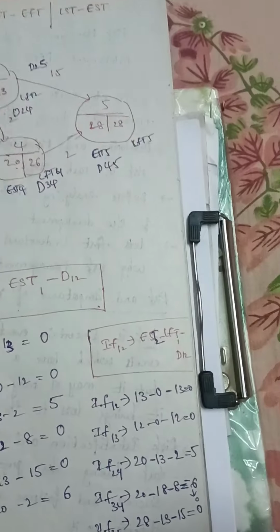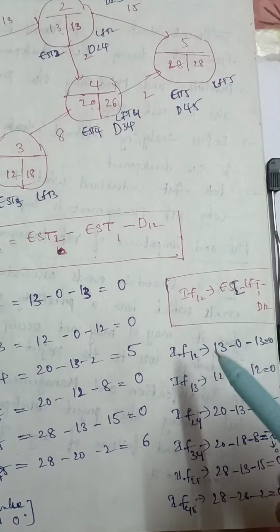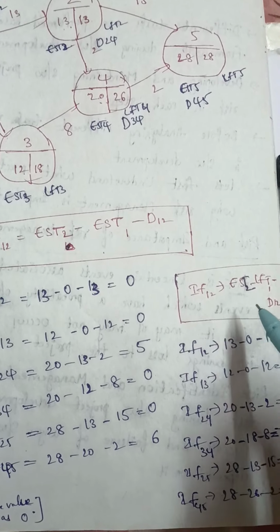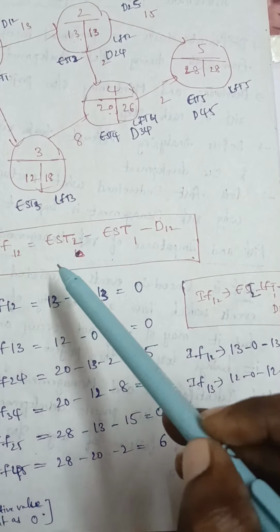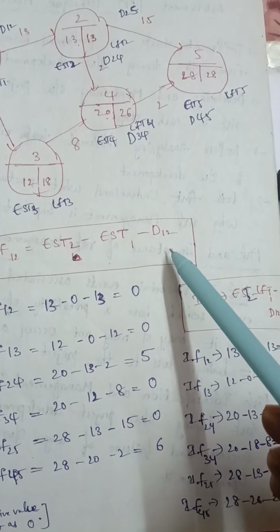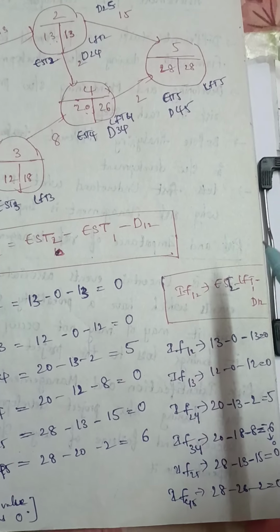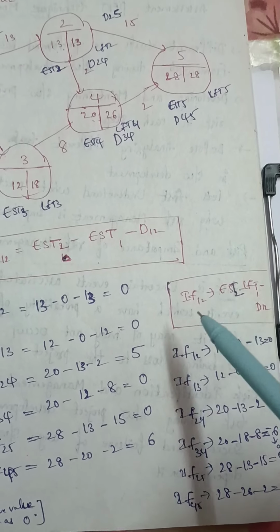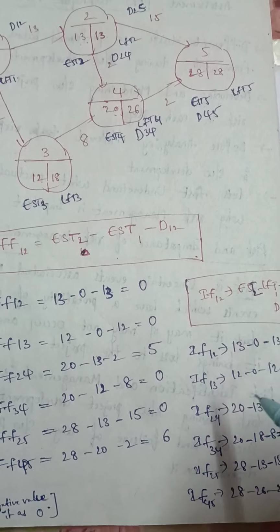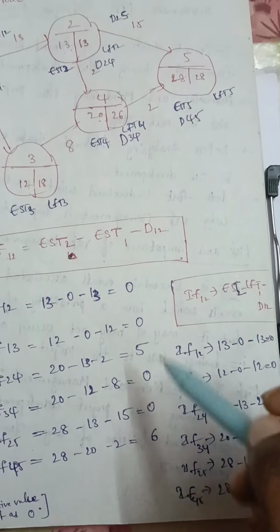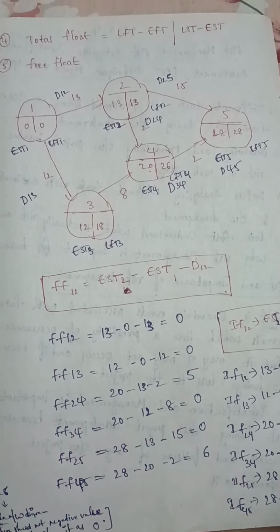At last we have to calculate the independent float. For the independent float the formula is EST2 minus LFT1 minus duration D12. For free float we calculate EST2 minus EST1 minus the duration of the activity, but here we take EST2 minus LFT1, that means the earliest start time of the second activity minus the latest finish time of the first activity minus the duration D12. In this way we calculate the free float, total float and independent float.